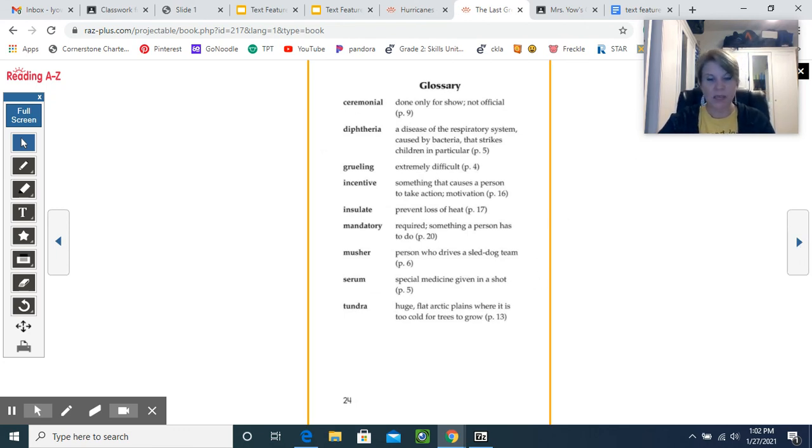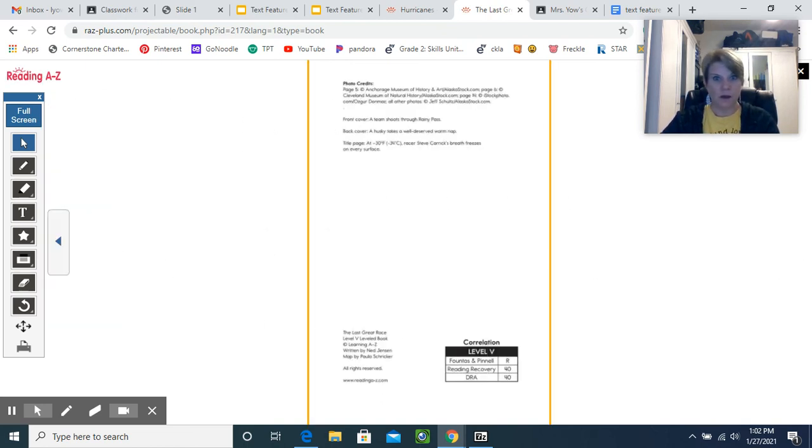Glad I found that. All right, and then here is a glossary. So remember some of those words? Remember, I didn't know what diphtheria or serum was? Well, I could always turn to the glossary in the back of the book as I'm reading and look at the definition. So that way I understand what I'm reading. All right, and we've made it to the end of the book.